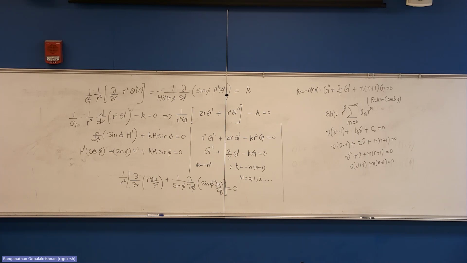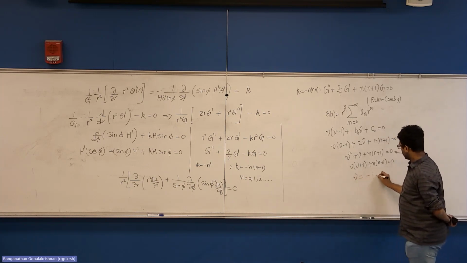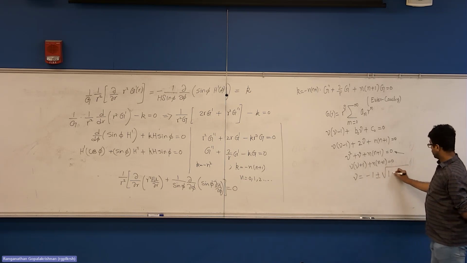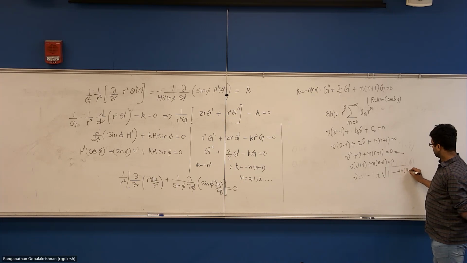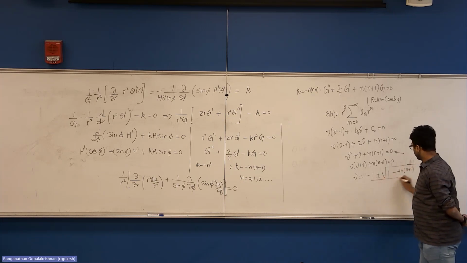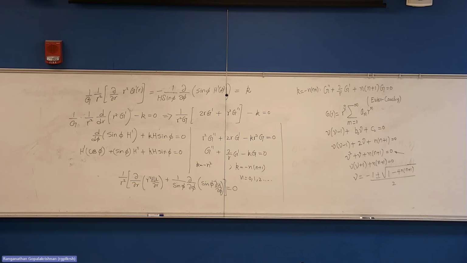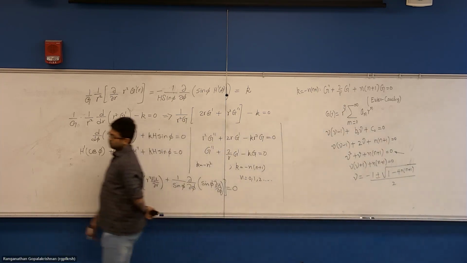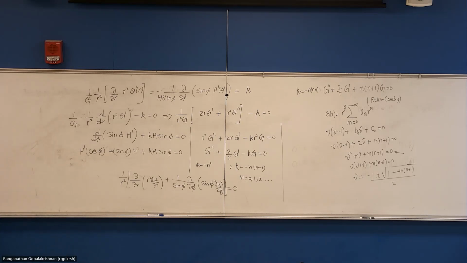How do you solve for nu here? Well, you can of course take this and apply the quadratic formula. Right? What is nu? Minus 1 plus minus square root of 1 minus 4n, divided by 2. Is that taking us anywhere? No. What do we do?